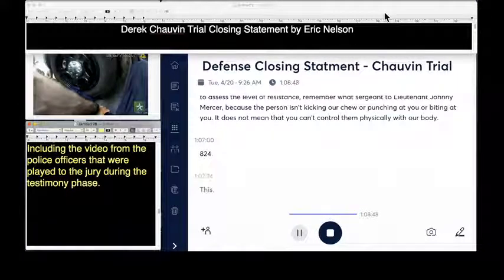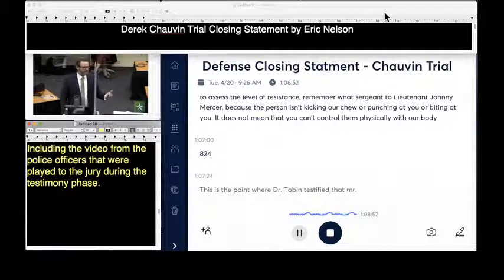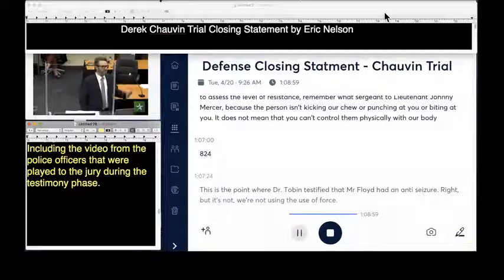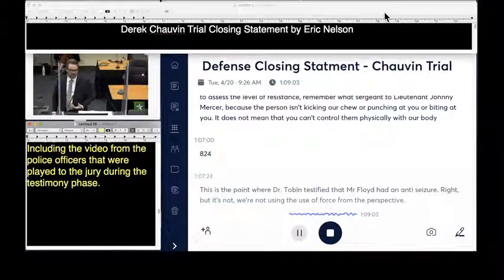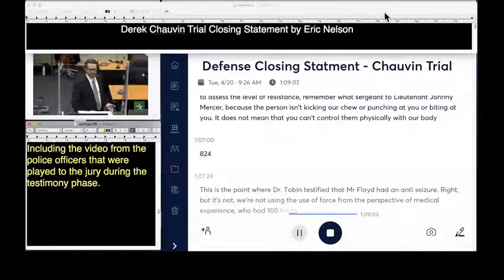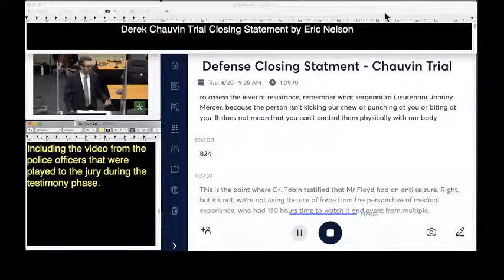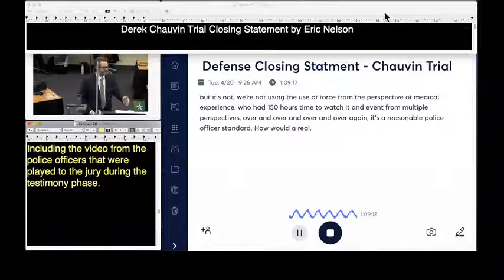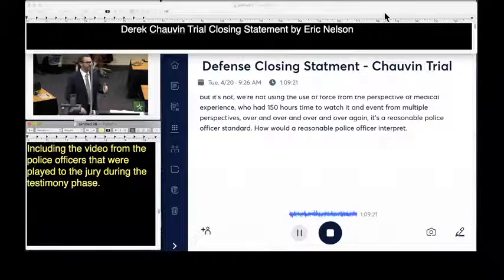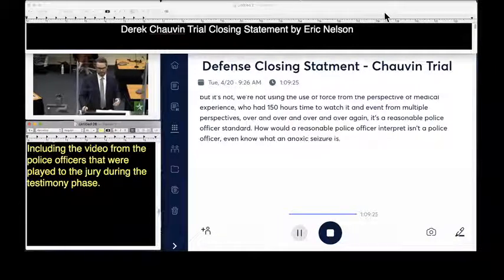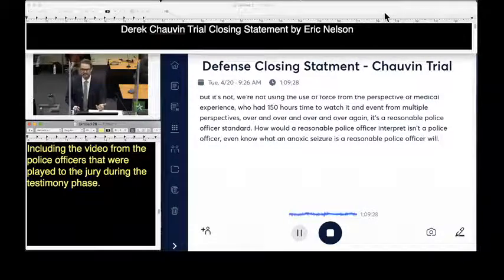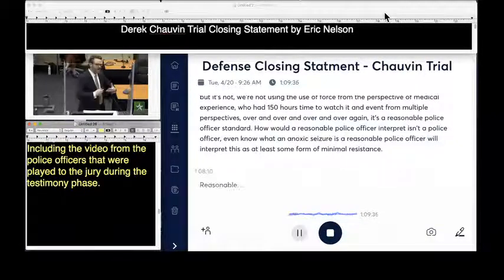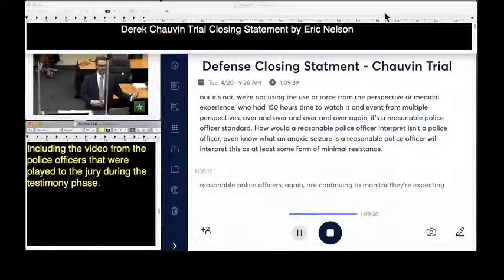This is the point where Dr. Chauvin testified that Mr. Floyd had an anoxic seizure, right? But we're not analyzing the use of force from the perspective of a doctor with 46 years of medical experience who had 150 hours of time to watch an event from multiple perspectives over and over again. It's a reasonable police officer standard. How would a reasonable police officer interpret this? Does a reasonable police officer even know what an anoxic seizure is? A reasonable police officer will interpret this as at least some form of minimal resistance. Reasonable police officers, again, are continuing to monitor. They're expecting EMS to arrive.